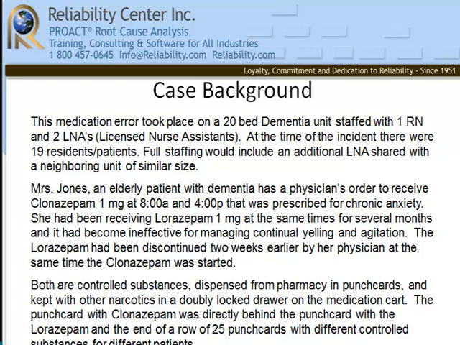Both of these drugs are controlled substances. They are dispensed from the pharmacy in punch cards and kept with other narcotics in a doubly locked drawer on the medication cart. The punch card with Clonazepam was directly behind the punch card with the Lorazepam, and at the end of the row of 25 punch cards with different controlled substances for different patients.